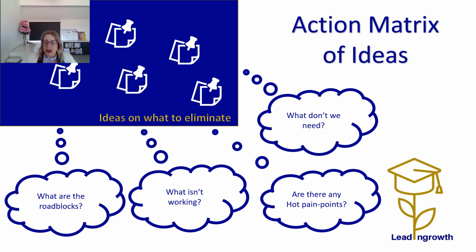Ask people the questions. What isn't working? Get them to write down their ideas onto the notepad or whatever it is you're using, such as sticky notes. It could be a storm board or a vision board, or you could be using Teams. Ask them what's not working. So if we're looking at a new system, what isn't working now? That's going to be a different question to what are the roadblocks.